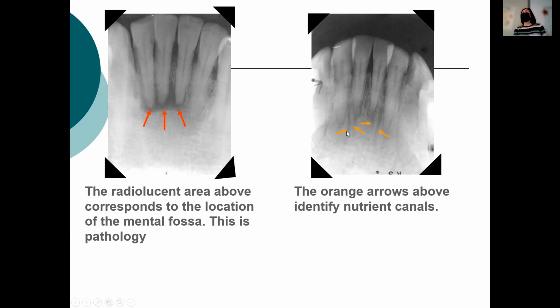And then all these little vertical lines coming down, I think we can see these in the Dexter, or there are some films that I've shown you where I've seen this, but these are nutrient canals. You don't see this very often on people, but if you see little straight lines coming down off of the apices of the roots, those are nutrient canals.